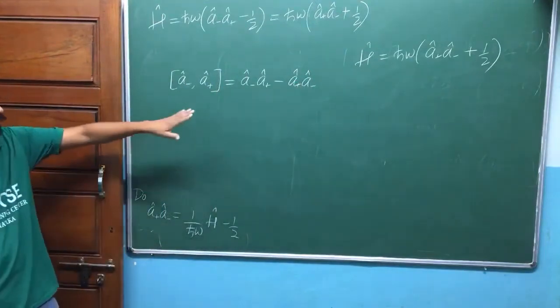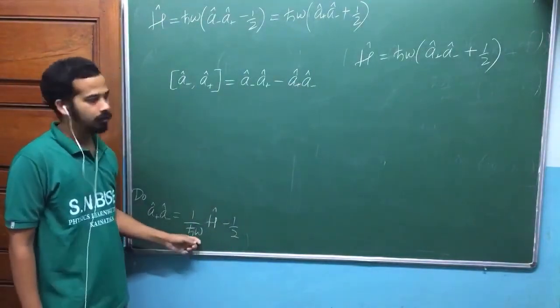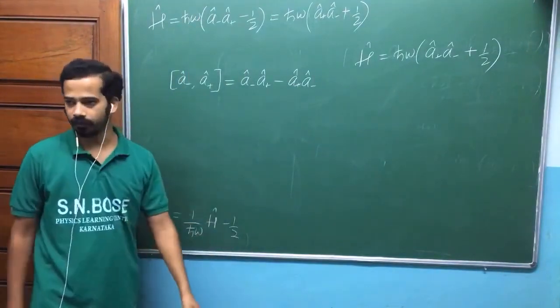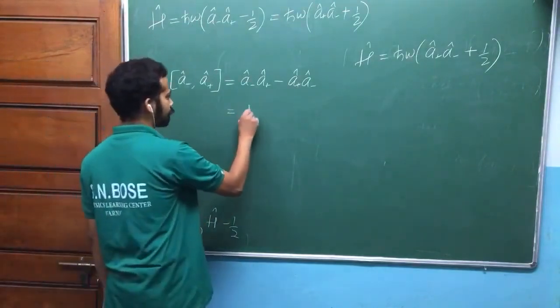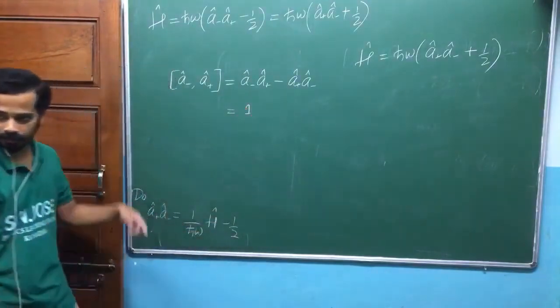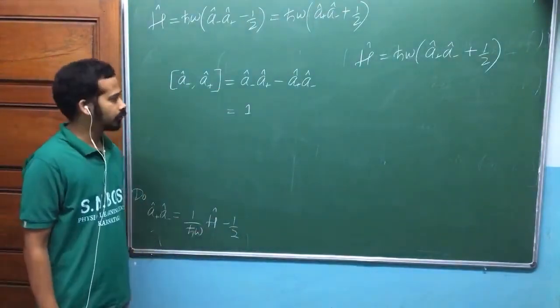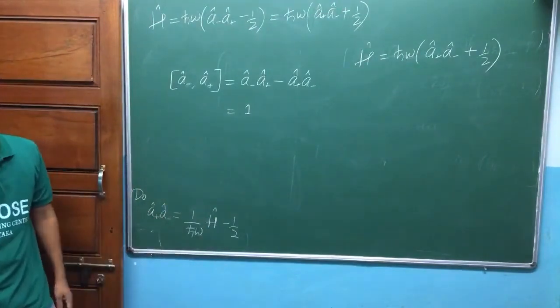So can you just do that one? I have given a plus into a minus, and I have given a minus into a plus. Just subtract them. What will you get? That is equal to 1. You have minus half here, you had plus half here, they will get added. One more negative sign in the middle. You will get plus 1 here. Just try to do that one.